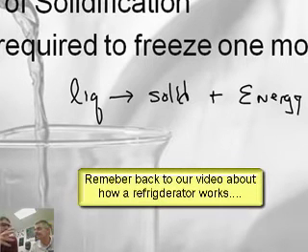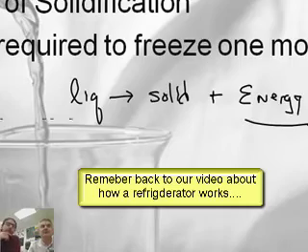That's why we put things in the freezer. The freezer doesn't make things cold. It makes them less hot. So it takes the energy away from things to freeze them. Exactly right. So there's a lot of confusion about that.